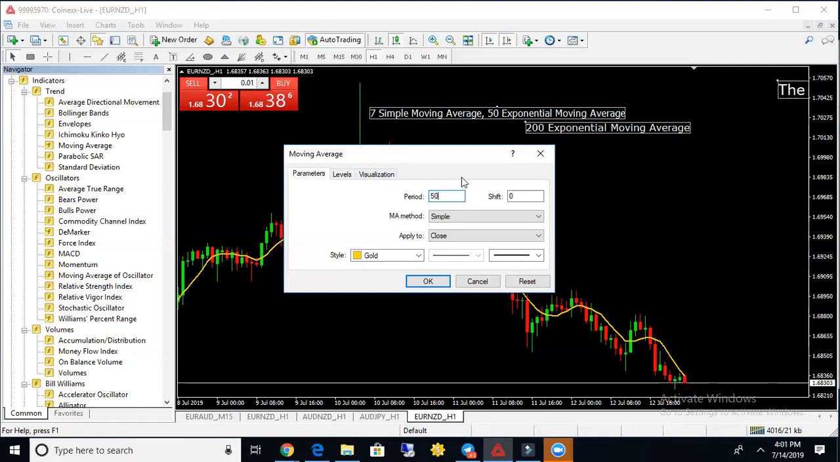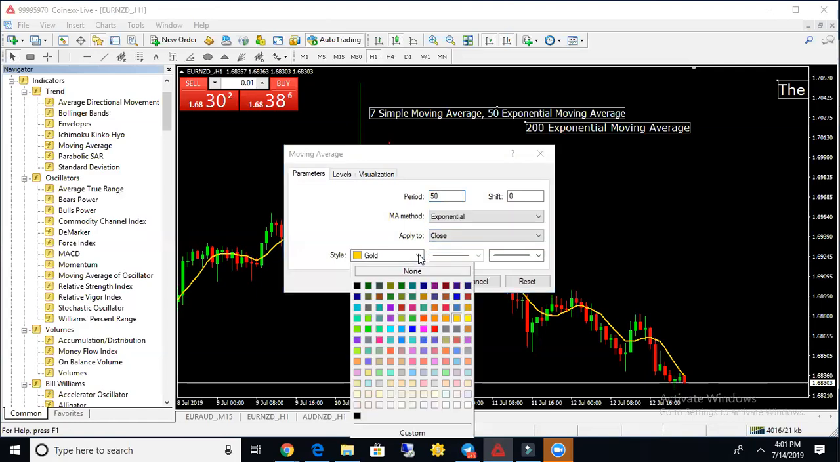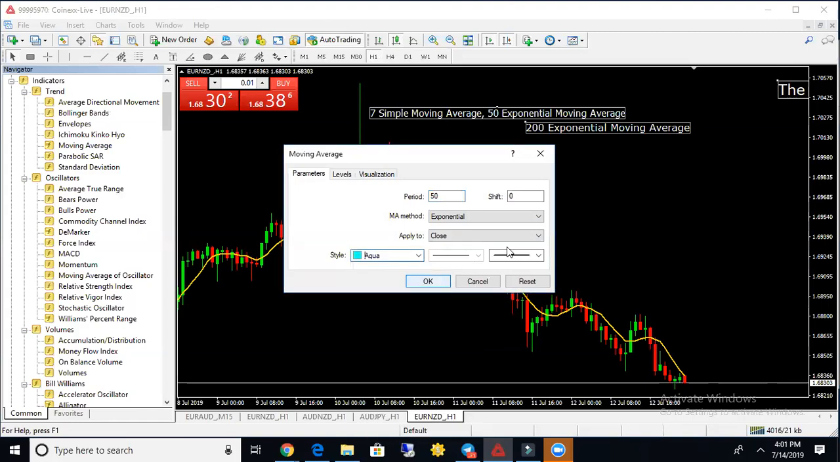50 is going to be your period. Moving average is going to be exponential. For the style, you're going to select aqua. Thickness, you can go with, I don't know, maybe the third one. Click OK.